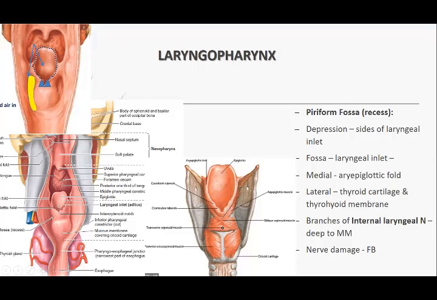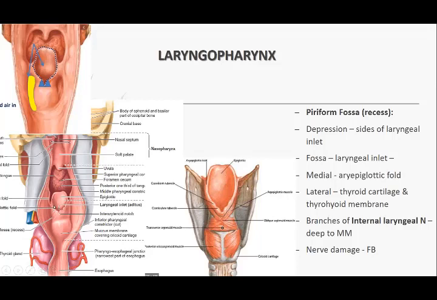So the piriform fossa, this fold is a fold of mucous membrane covering the lateral side of the epiglottis and the cartilages of the larynx. In this there is one cartilage, the arytenoid cartilage. So this fossa is separated from the laryngeal inlet by this fold. This is called the epiglottic fold.